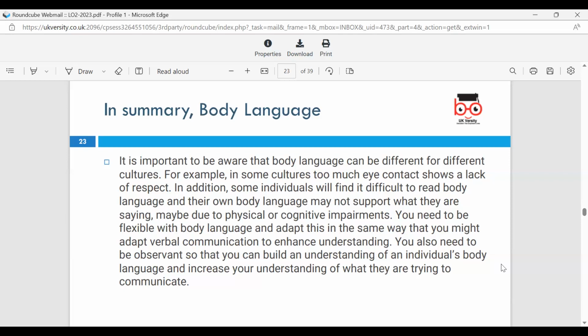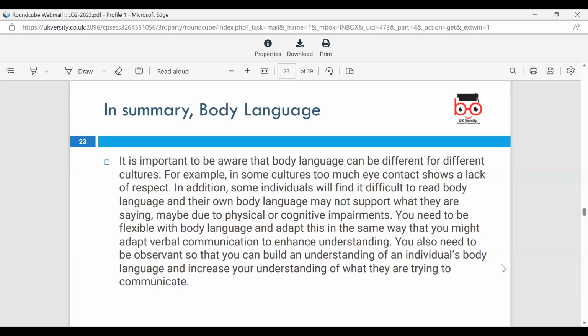It is important to be aware that body language can be different for different cultures. For example, in some cultures, too much eye contact conveys a lack of respect. In addition, some individuals will find it difficult to read body language, and their own body language may not support what they are saying, maybe due to physical or cognitive impairments.